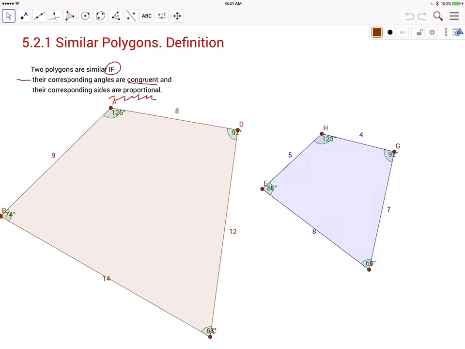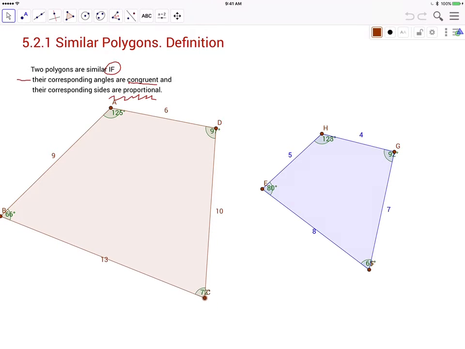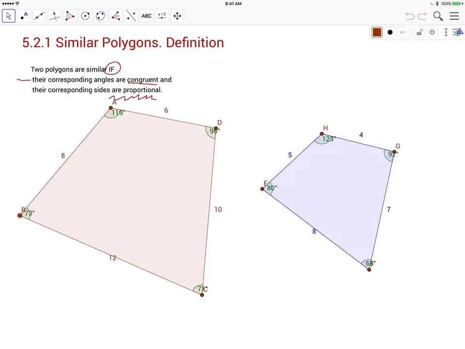Maybe I could have made the scale factor not 2 times 4 and 2 times 7 and 2 times 8, but I could have, let's say, multiplied it by 1.5. So I could have made this side be 6, right? 4 times 1.5 is 6. 7 times 1.5 is 10.5, let's say. And that could have come up here. 8 times 1.5 is 12. 5 times 1.5 is more like 7.5.